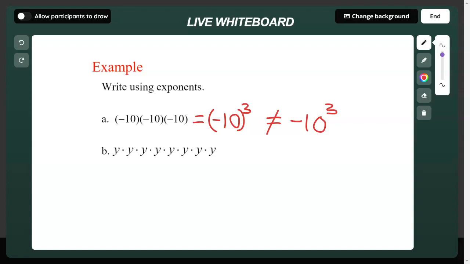What about for B? Y to the what? Y to the 8th. Y to the 8th power. Not so bad. Questions, comments, concerns?